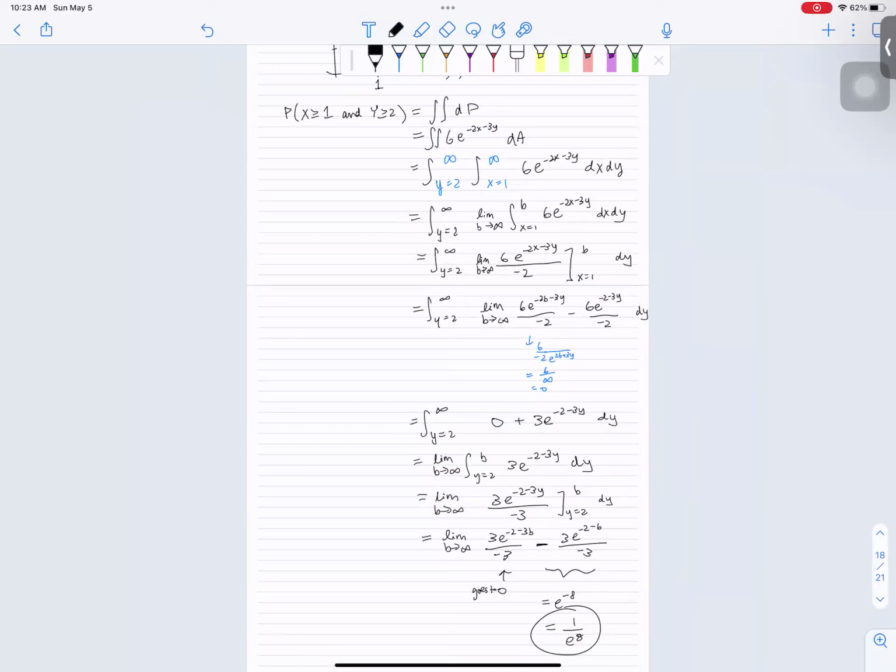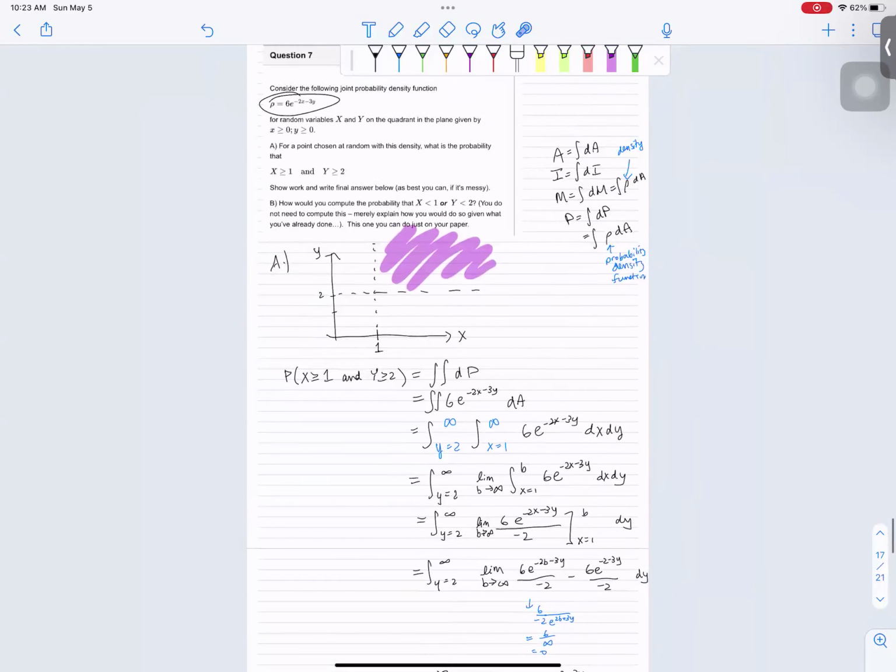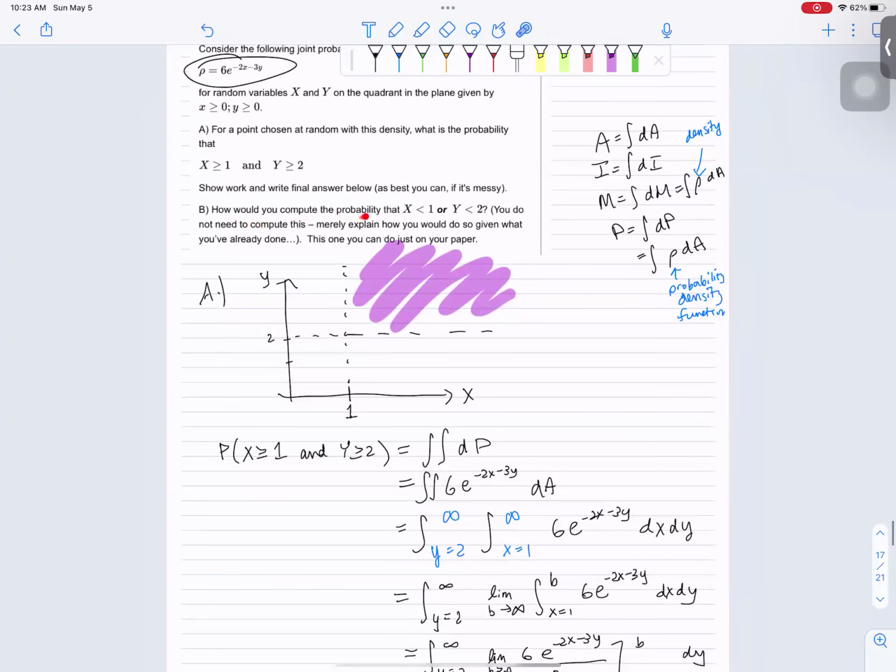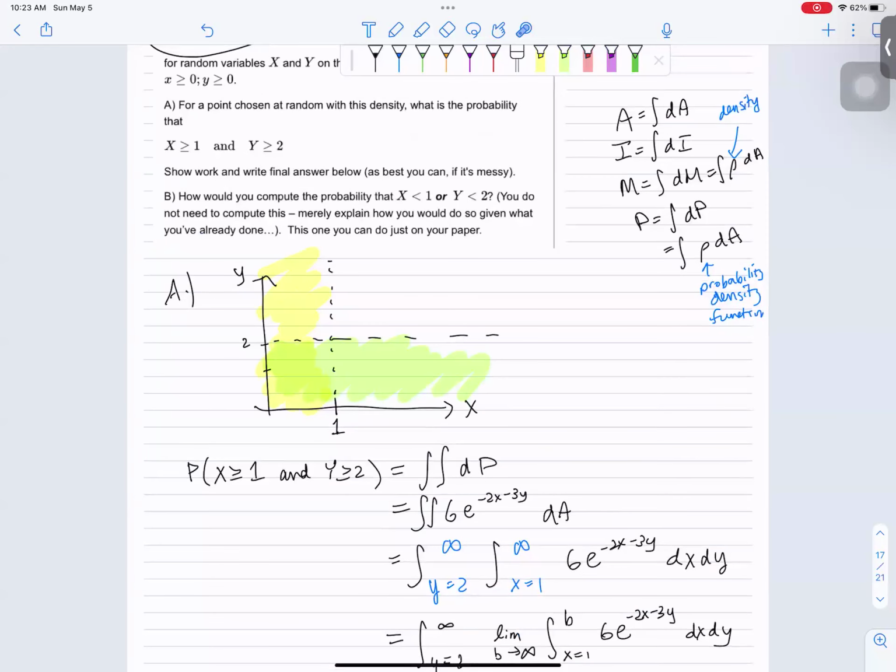Okay, and part B, how would you compute the probability that x is less than 1 or y is less than 2? So our region is anything in here. It could be x less than 1 or y less than 2, or it could also be both, right?